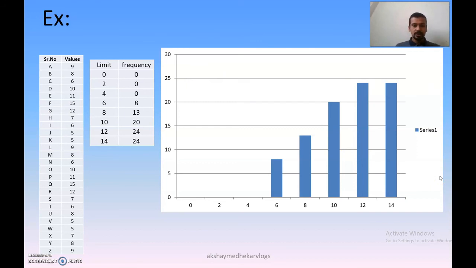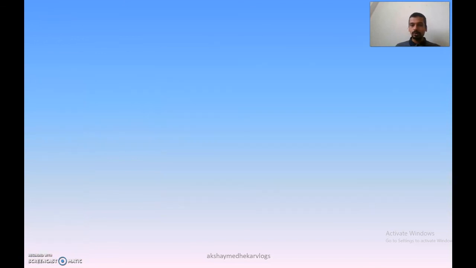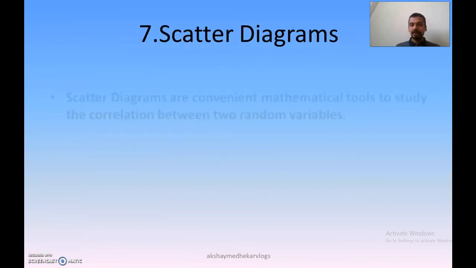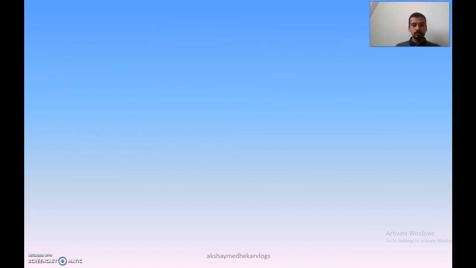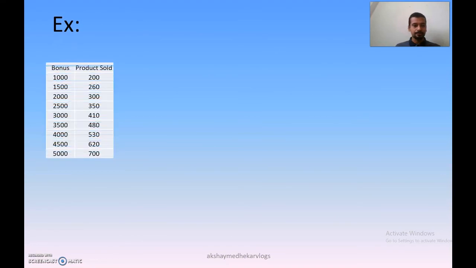So we'll see the next quality control tool, the scatter diagram. Scatter diagrams are convenient mathematical tools to study correlation between two random variables. It is a best validation tool. So we'll see an example of a scatter diagram. So we can see the bonus and the product sold. So we can see if we sold 200 products, we are getting 1000 rupees bonus.